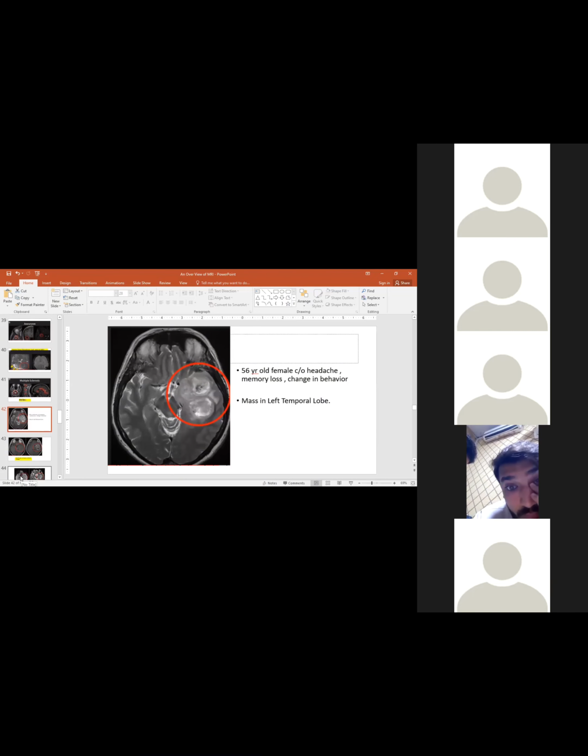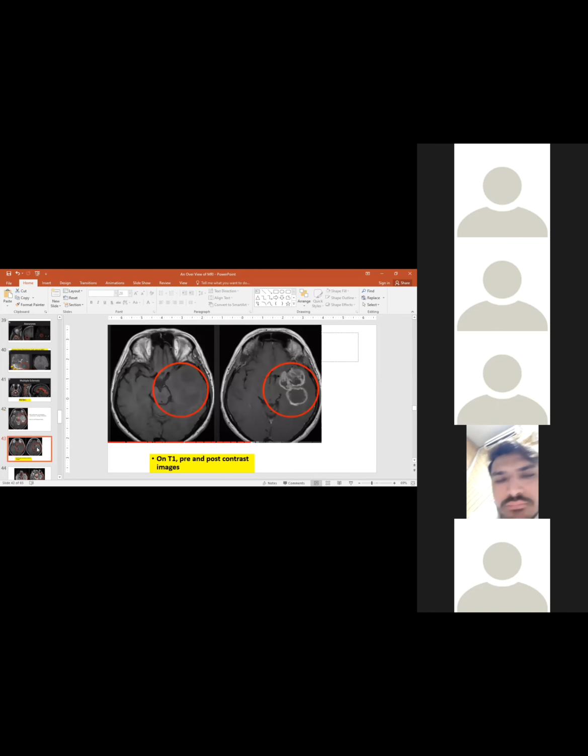Now, there is a further interesting case. A 56-year-old female complained of headache and memory loss. There was a change in behavior. What we saw on this axial image showed us an ill-defined, big-sized mass in the left temporal lobe. So a mass in the left temporal lobe was seen on this axial image. We further did MRI with multiple other sequences, and I'm going to show you those.